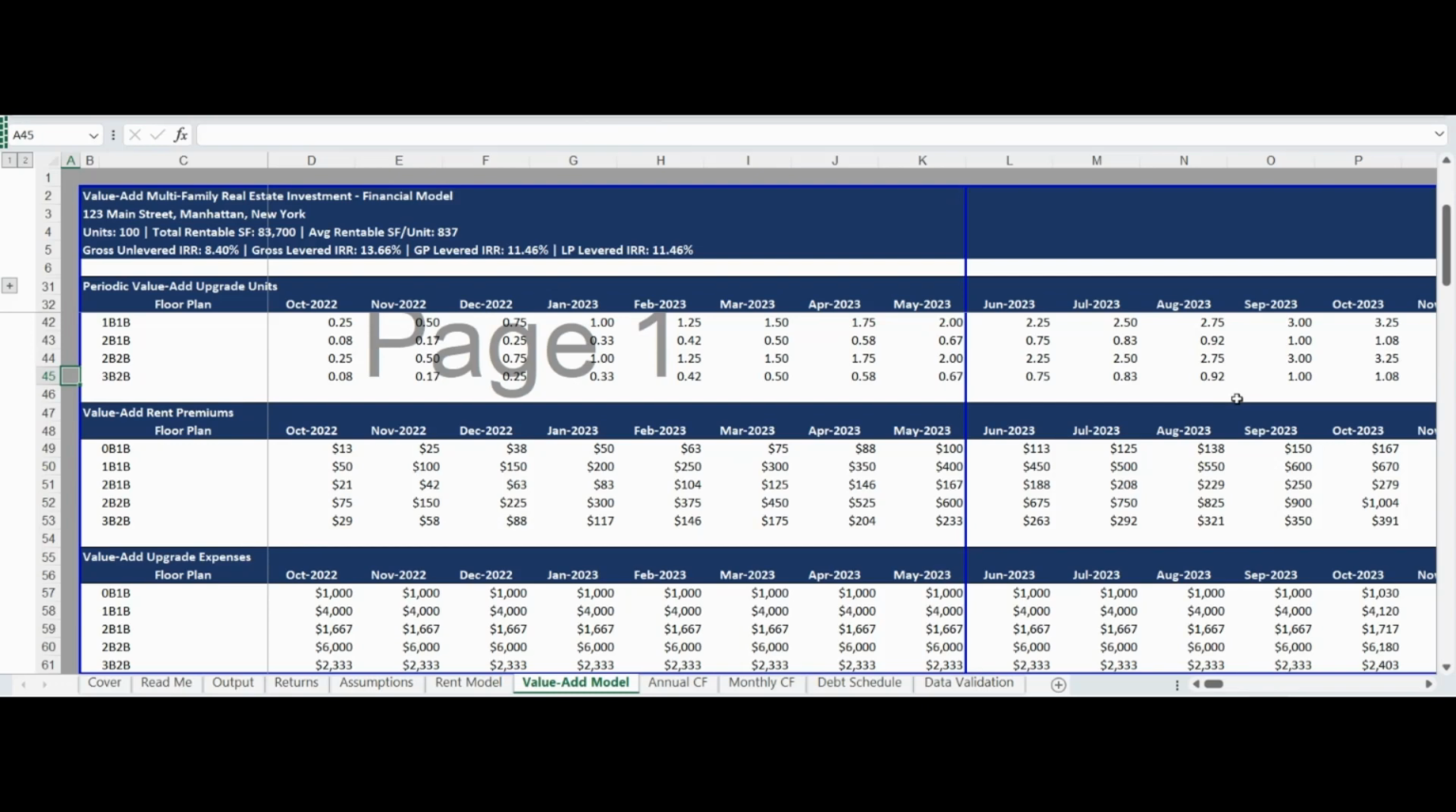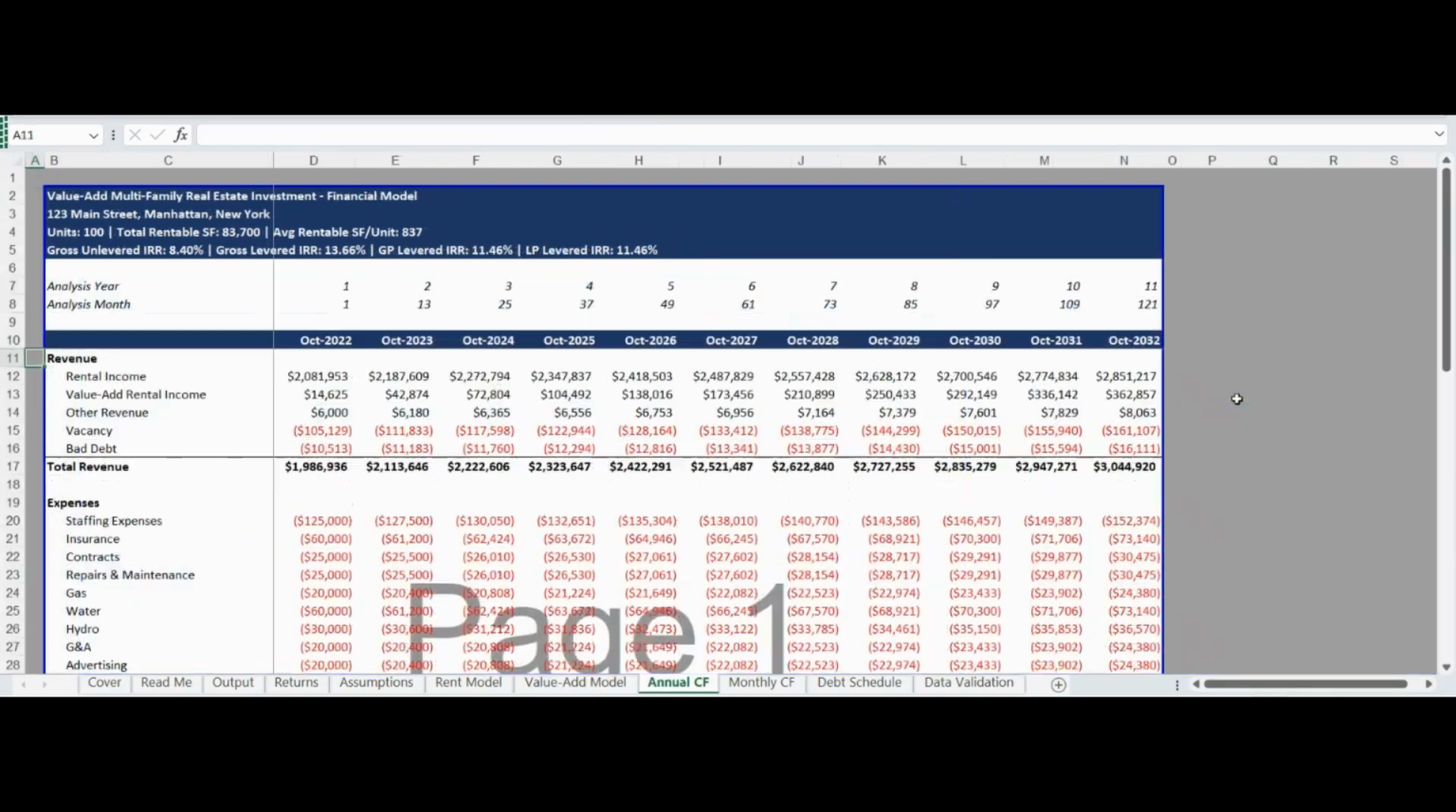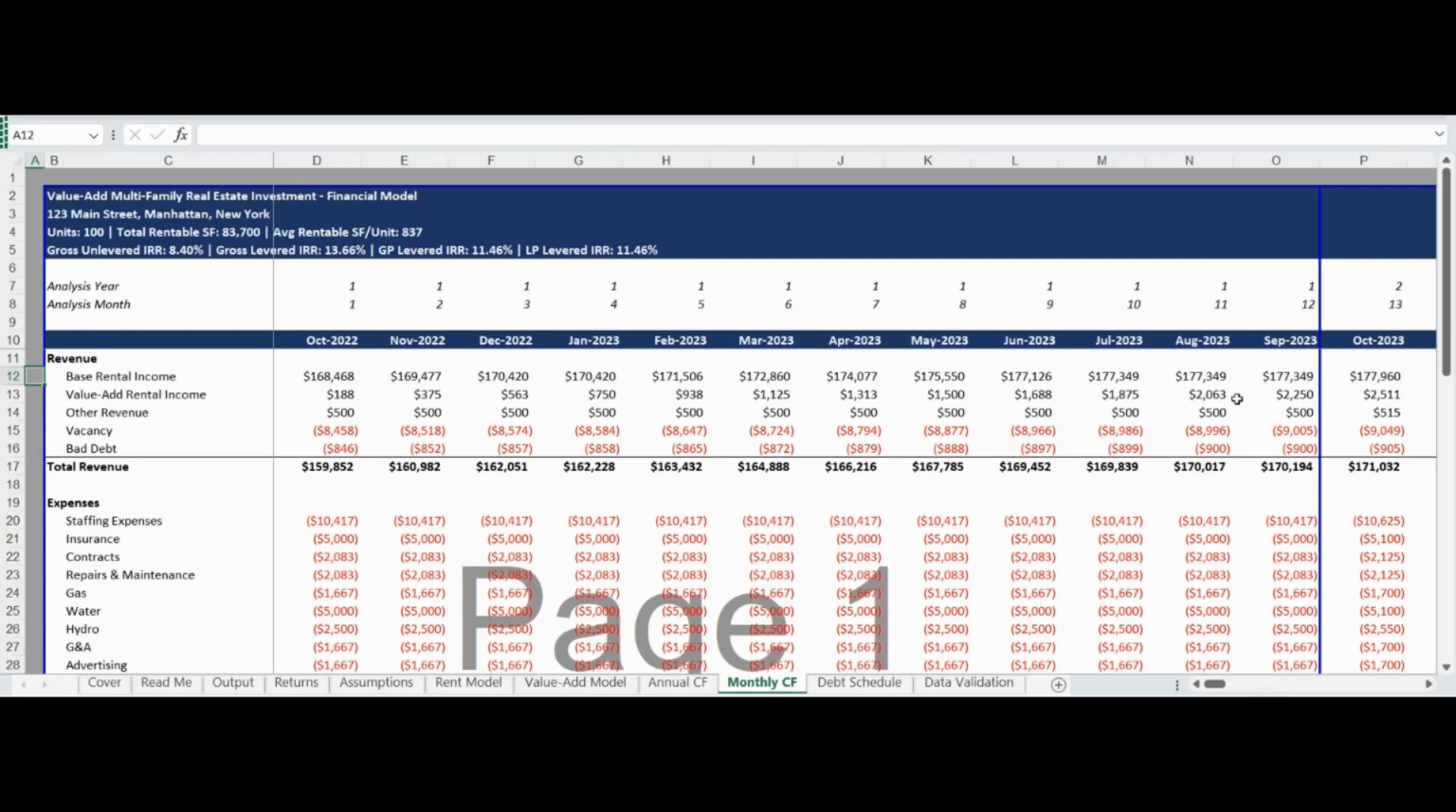The fourth and final component of the value-add model is a table titled Value-Add Upgrade Expenses, which calculates the product of the number of units under renovation in the month and the renovation cost. This section calculates the capital expenses to be booked below the line, which can be interpreted as a capital or balance sheet expense. The Monthly Cash Flow tab provides a monthly income statement for the investment.